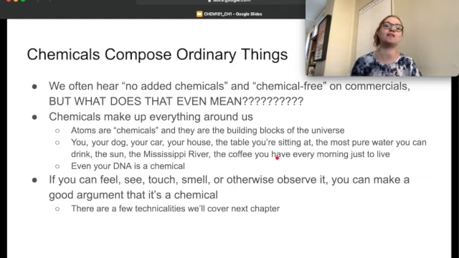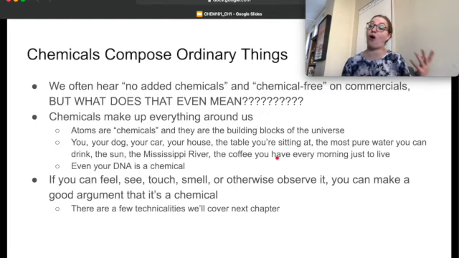So if you can feel, see, touch, smell, or otherwise observe it, you've got a really, really good argument that it's a chemical. There are a few technicalities that we'll cover throughout the semester, but there are lots of good arguments that we can call almost everything a chemical. So just be skeptical anytime you see that being advertised to you that way, because technically it's not true.